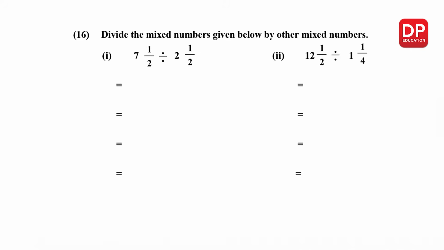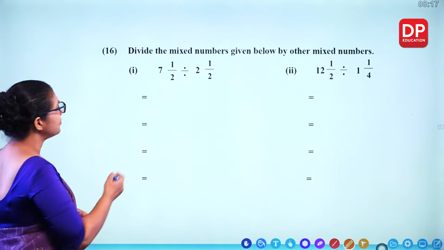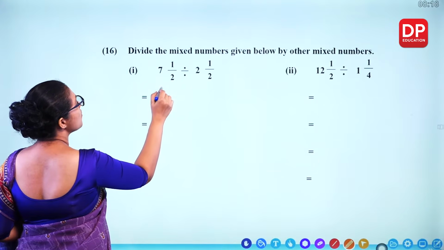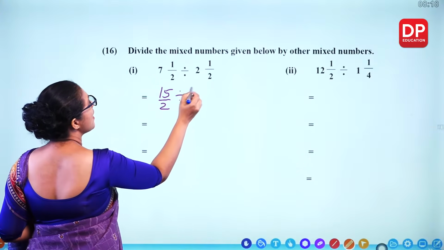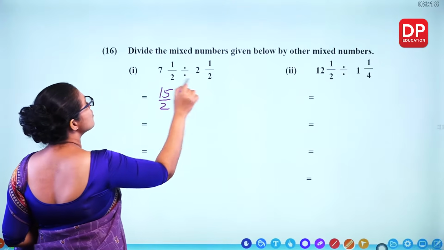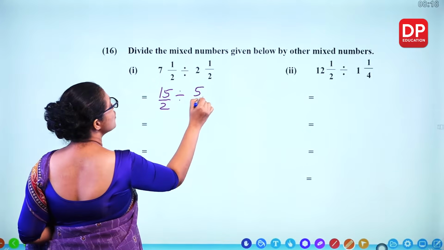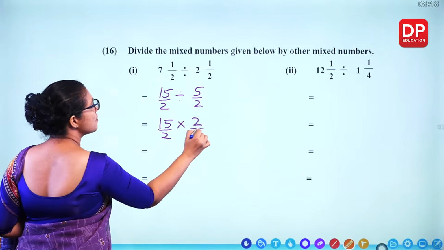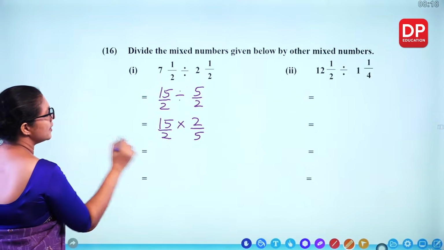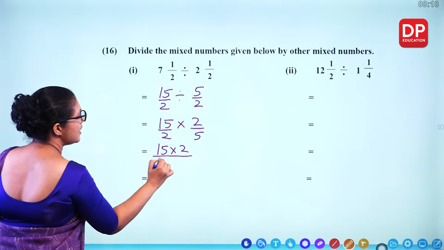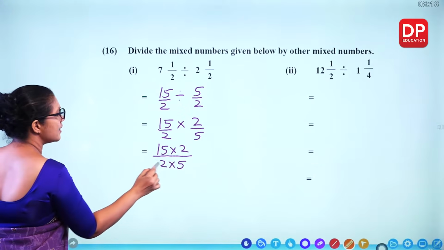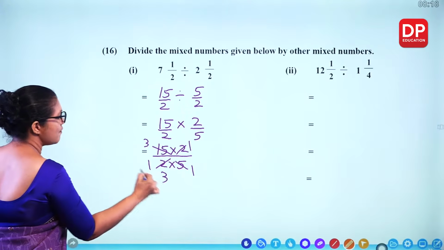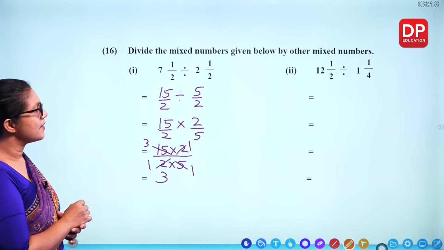Divide the mixed numbers given below by other mixed numbers. Convert to improper fractions. 14 plus 1, 15 over 2. Divide by this one. 2 times 2, 4. 4 plus 1, 5 over 2. 15 over 2 divided by 5 over 2, multiply by its reciprocal, 2 over 5. Now multiply the numerator separately, denominator separately. 2 gets cancelled out. 5 times 1, 5 times 3, 15. So the answer is 3.